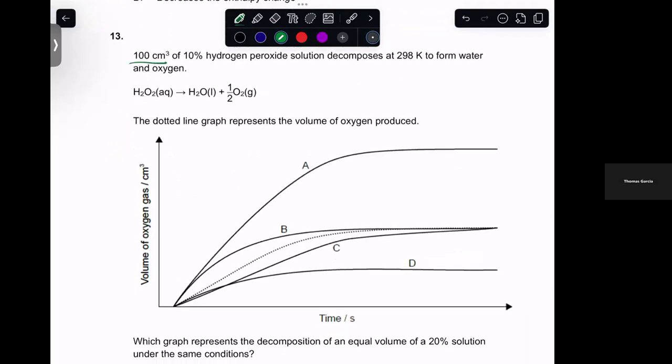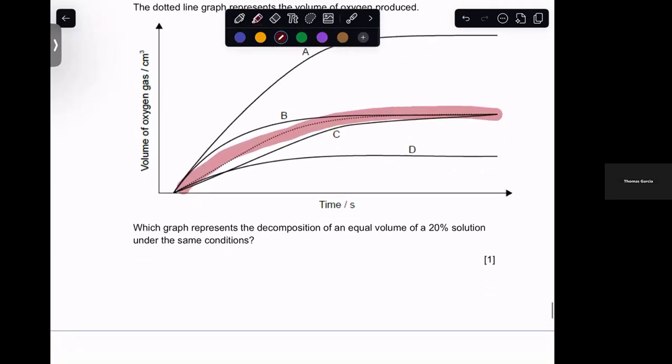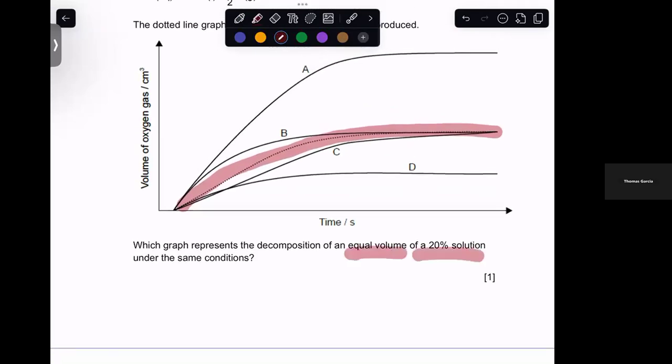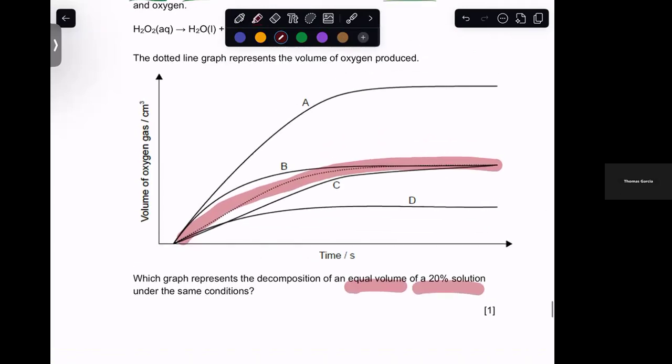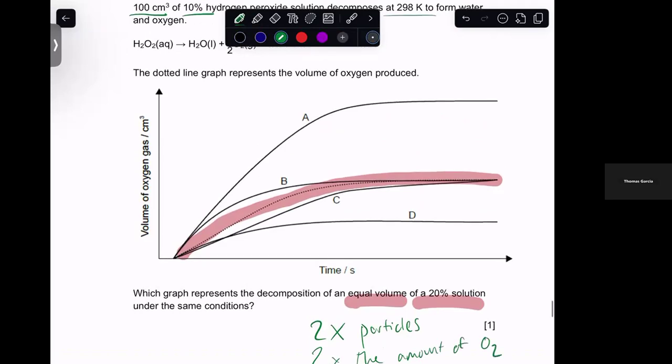All right, 100 centimeters cubed of 10% hydrogen peroxide decomposes at 298 to form water and oxygen. Awesome. That is represented by this dotted line. The dotted line represents the decomposition of an equal volume of 20%. That is twice the concentration. That is two times the particles. Therefore, we need to make 2 times the amount of O2. Therefore, our answer must be A. It's the only one that makes twice the amount. So we make 2x oxygen.